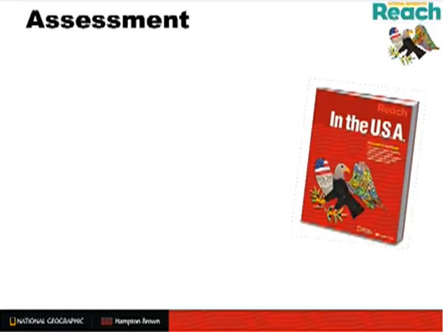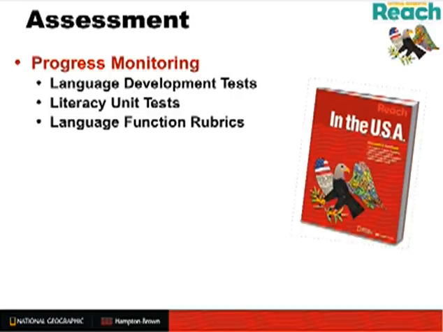Now let's look at the assessment tools that are available for you in the In the U.S.A. Assessment Handbook. There are tools to help you monitor students' progress. There's language development tests, literacy unit tests, and language function rubrics. You'll use a literacy unit test every other unit. It tests 2 units at a time.